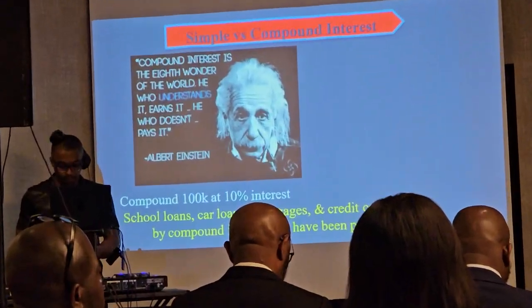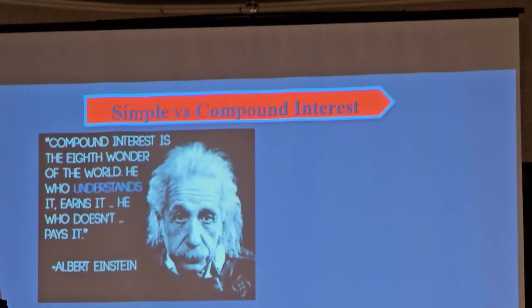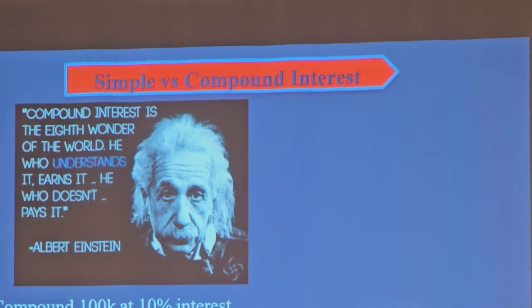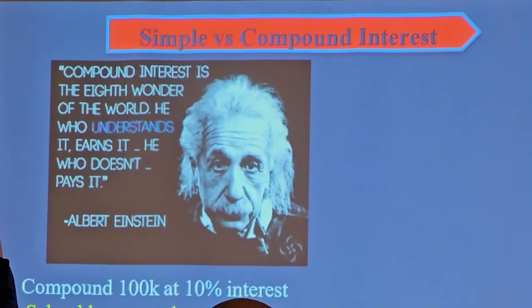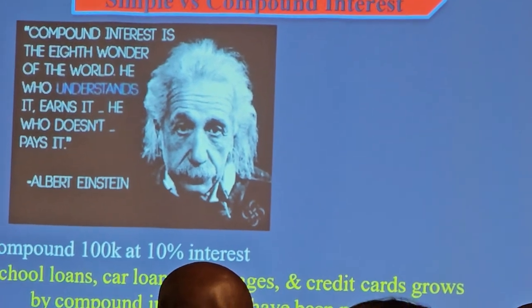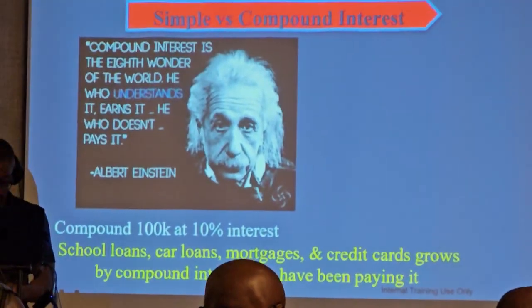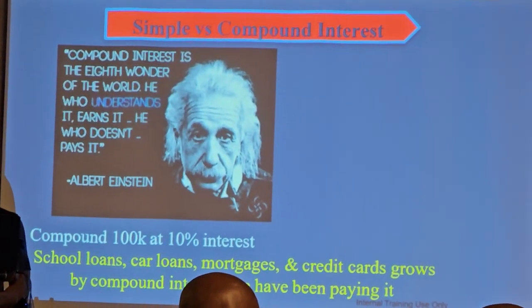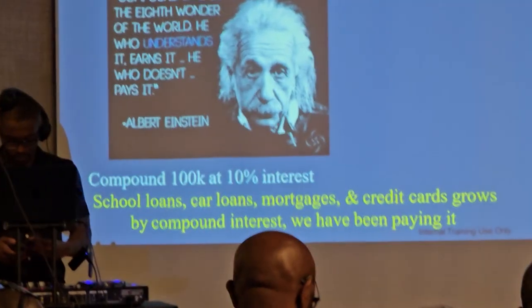Simple and compound interest. When Einstein was asked what the most powerful force is in the universe, he did not say nuclear power, no. He didn't say gravity, no. He didn't say love, no. What did he say? He said compound interest. He said compound interest is the eighth wonder of the world. He says if you understand it, you earn it. If you don't, you pay it.